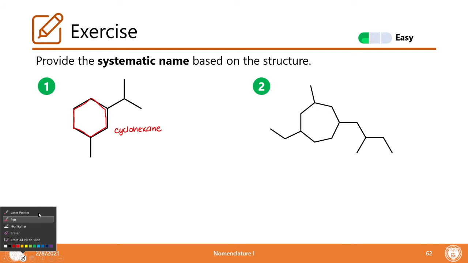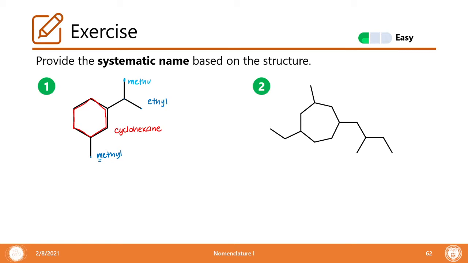Okay, and before we start numbering, let's try to identify each substituent first. We have here a methyl group, starts in M, and then we have an ethyl group with a methyl inner substituent at the 1 position.